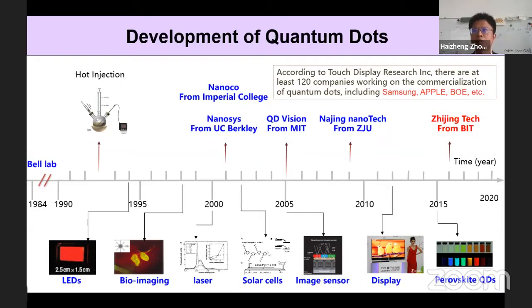For example, Nanoco from Imperial College, which was founded by Professor O'Brien. Nanosys from Berkeley, QD Vision from MIT, and Najing Technology from ZJU by Professor Xiaogang Peng. And about 5 years ago, Zhongchao was also founded, which develops perovskite quantum dots for commercialization.